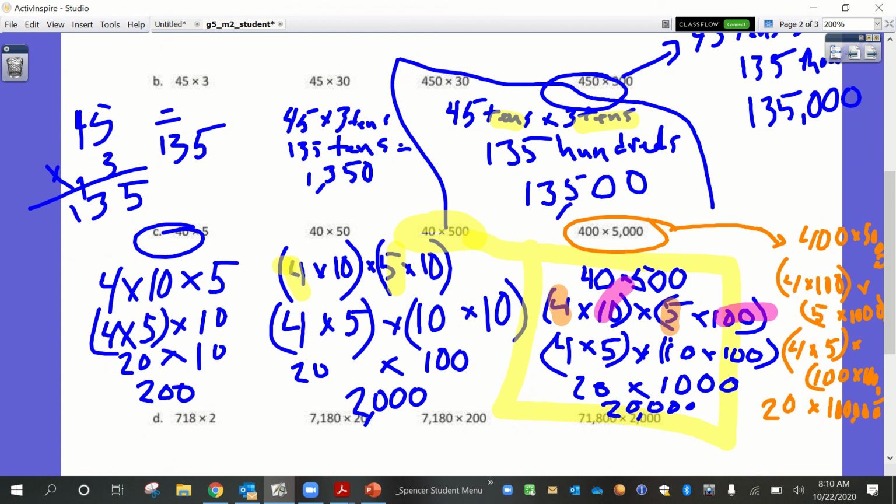Well, 20 times 100,000, again, shift that 1, 2, 3, 4, 5 places. So 5 zeros behind the 20. 1, 2, 3, 4, 5. Place our commas. We know that we're dealing with 2 million. All right, let me pause this.